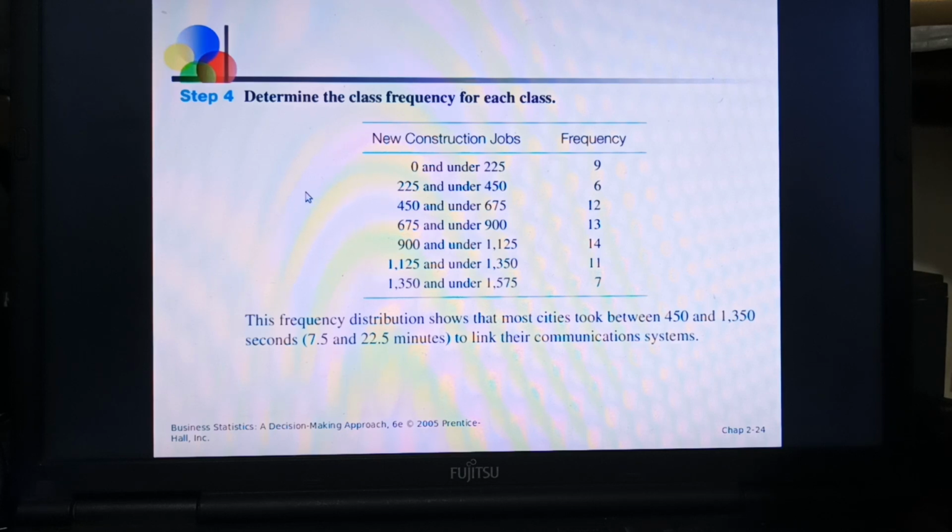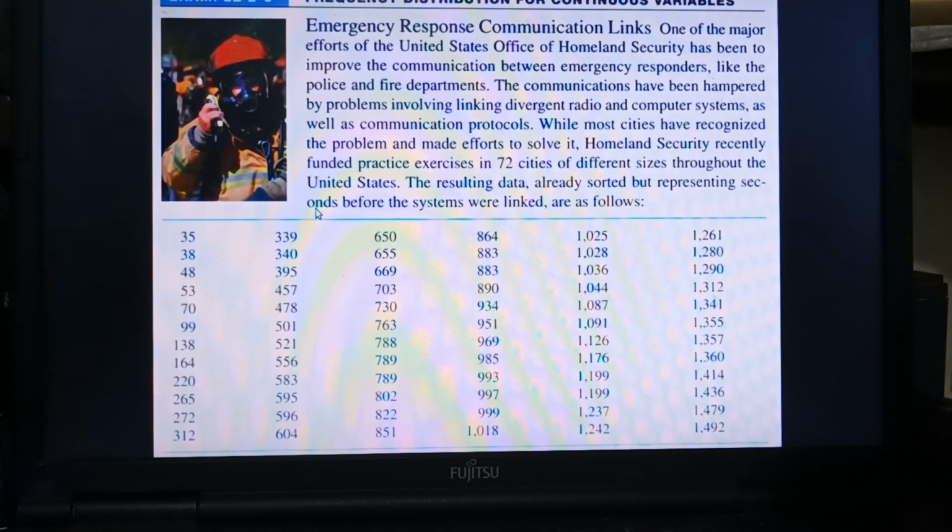Now step 4, determine the class frequency for each class. Now you count how many observations belong from 0 to 225, and you can easily count that from this data once you have sorted it, just like what we did earlier. You count how many data points fall into a certain class.